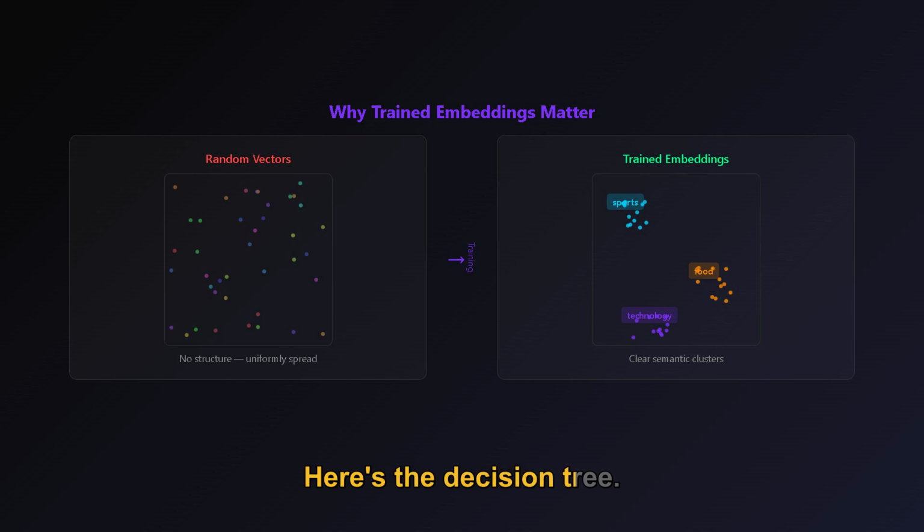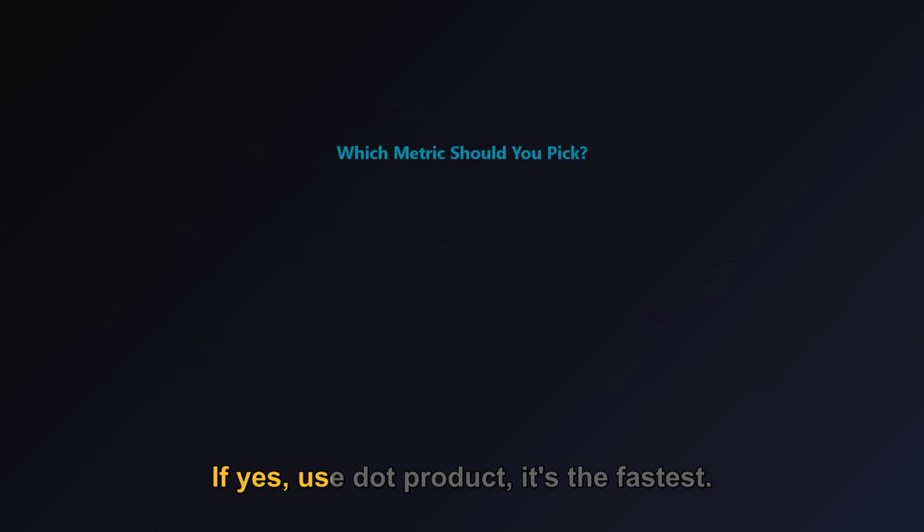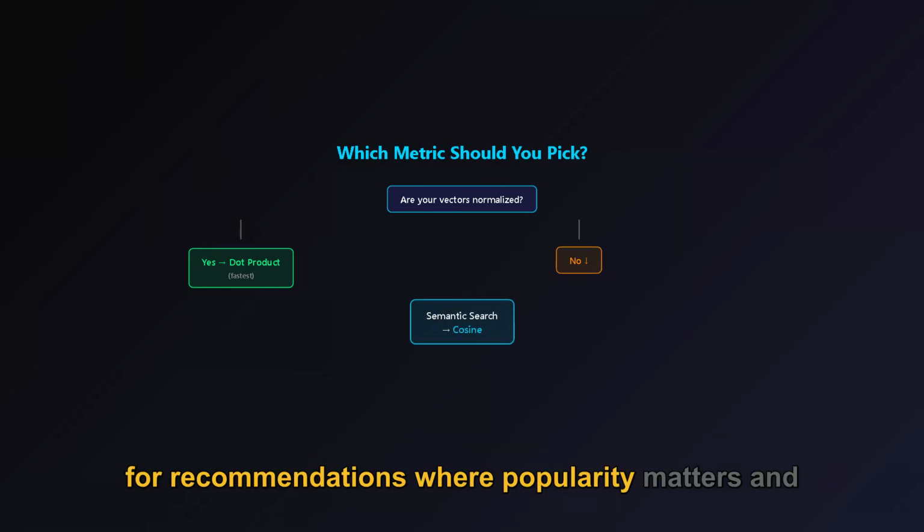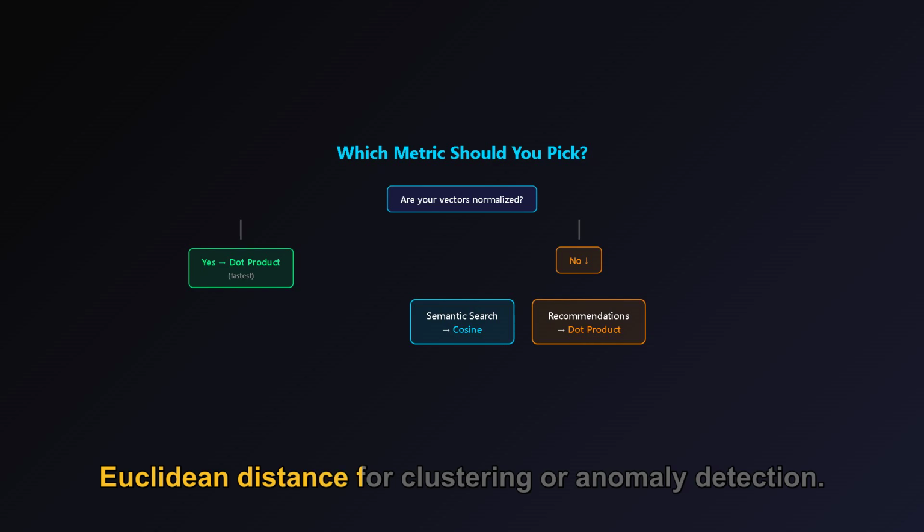Here's the decision tree. Are your vectors normalized? If yes, use dot product, it's the fastest. If no, use cosine similarity for semantic search and RAG, dot product for recommendations where popularity matters, and Euclidean distance for clustering or anomaly detection.